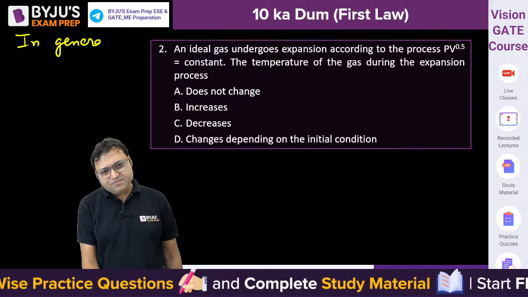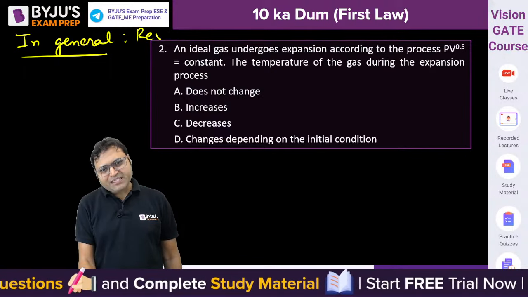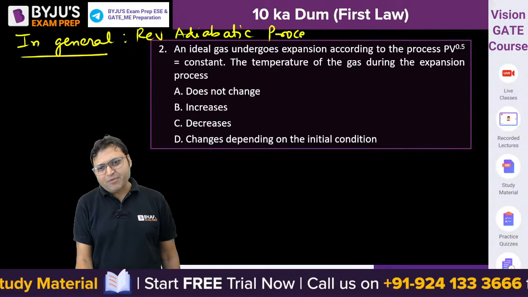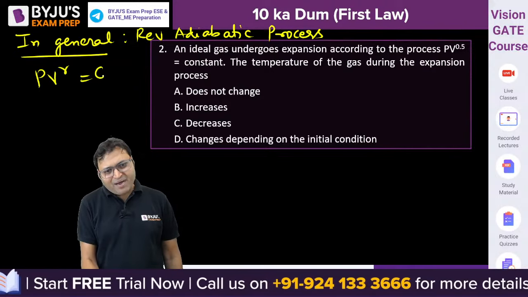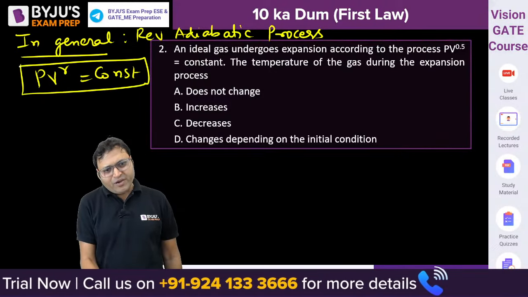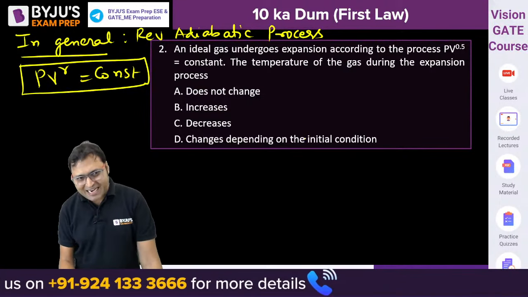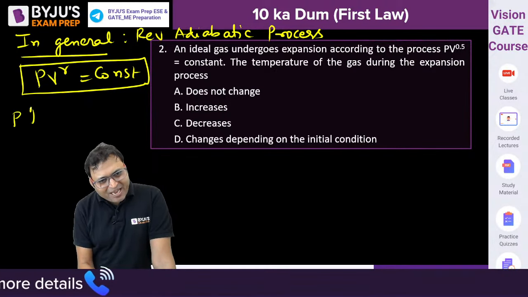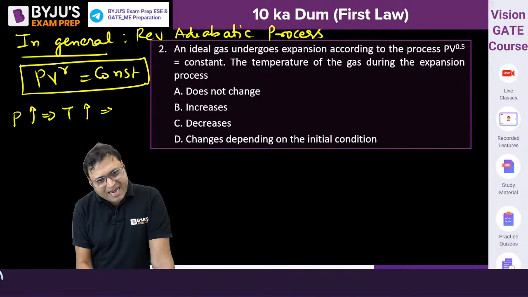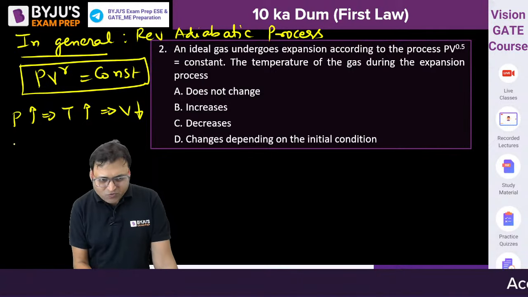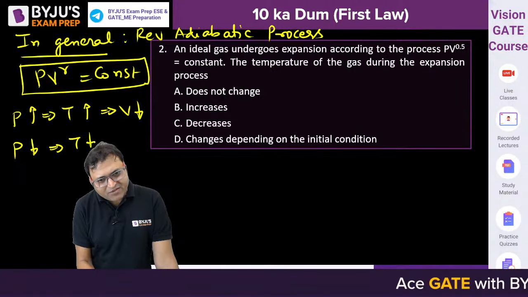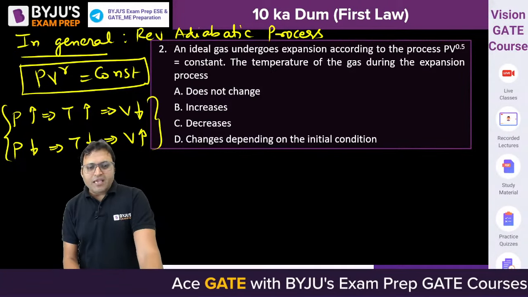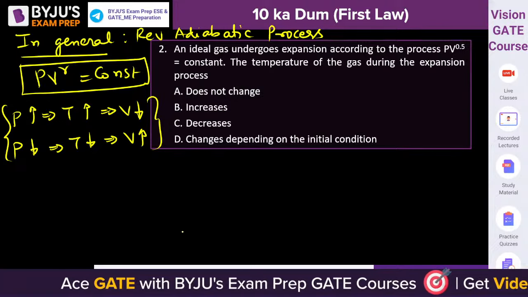In general, for a reversible adiabatic process, PV to the power gamma is equal to constant. This is the expression for a reversible adiabatic process undergone by an ideal gas system, isn't it? So by increasing the pressure, temperature will also increase and volume will decrease. That is, we all know, by decreasing the pressure, temperature will also decrease and volume will increase. That is what we know from the equation of reversible adiabatic. What is the answer?